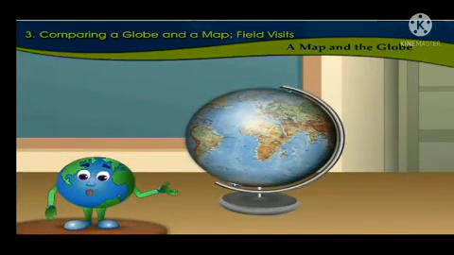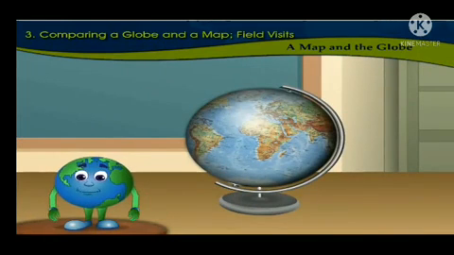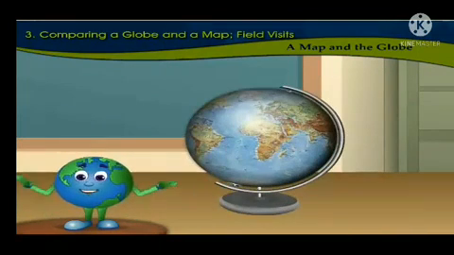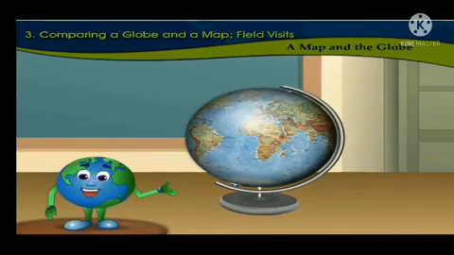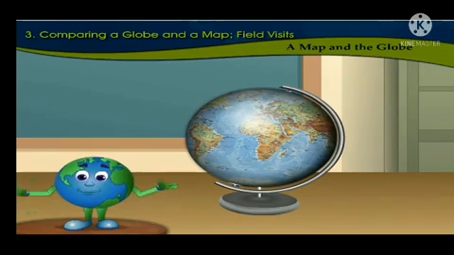Always remember, a globe has a spherical surface like that of a ball. Even though a globe is small or large, it is always the replica of the entire earth. Do you know we can draw a map from the globe? Now I will explain to you how a map can be drawn from a globe.